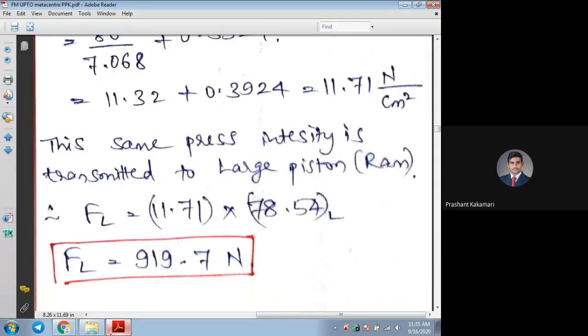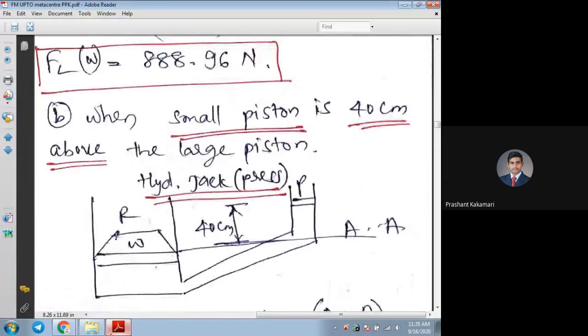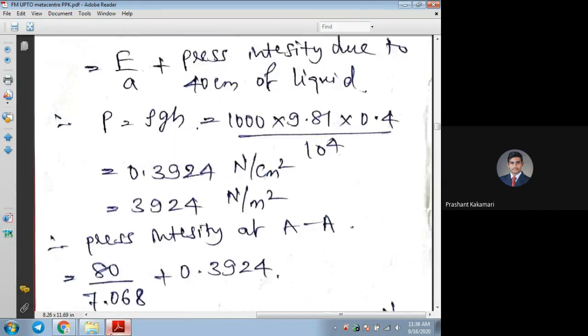Because after lifting by 40 centimeters, see here in the sketch, once I apply some load on the left side, or the weight side, the larger piston, this smaller piston is lifting up. After lifting up to 40 centimeters, now both pistons are balanced, because on both sides the pressure becomes the same, force per unit area becomes the same. Okay, so that's why we need to balance now.